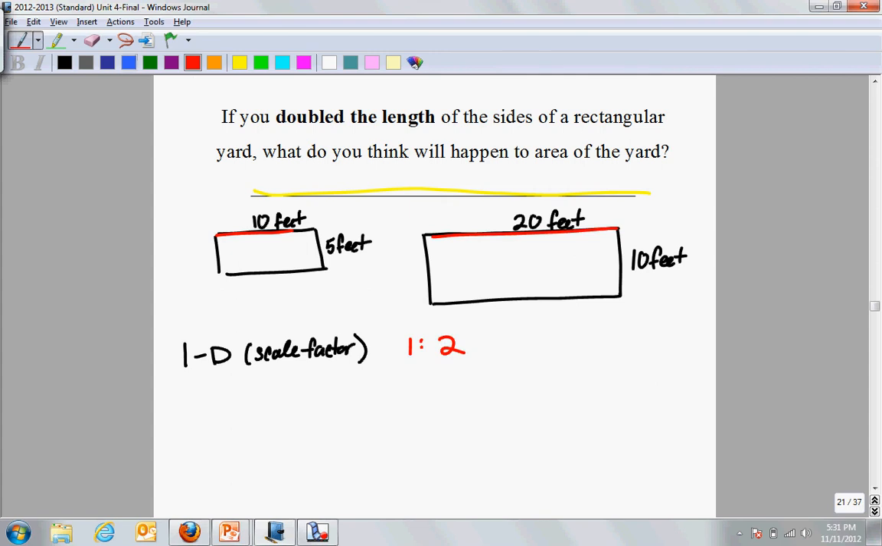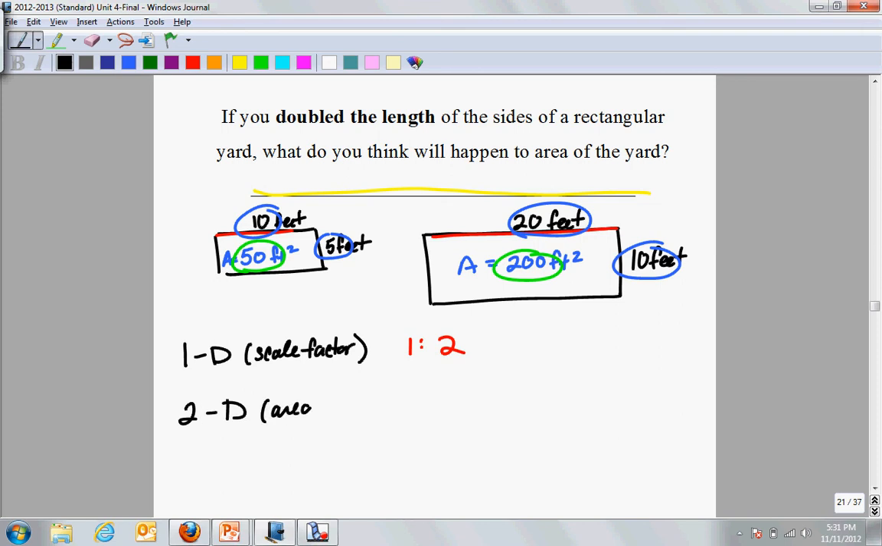Now let's actually check the areas here. The area here is 10 times 5, which is 50, let's say A equals 50 feet squared. The area here is 10 times 20, which is 200 feet squared. Now watch carefully what happened. 50 to 200 is not a 1 to 2 ratio. Instead, look really carefully. 50, if you have 50 cents, you're going into $2. That is a 1 to 4 ratio for the area. What happened?